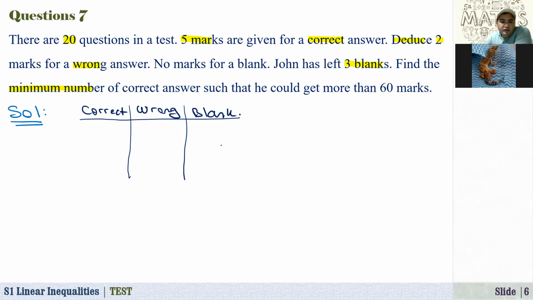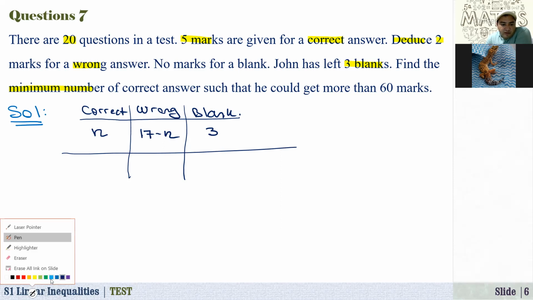Okay, so altogether 20 questions, and he left 3 blank. So this one is 3, and suppose that he solved n questions correctly. And how many questions will be wrong? Since 20, 3 of them are blank, 17 questions are left, and n of them are correct. That means the remaining number will be 17 minus n. Okay, that's the first part.